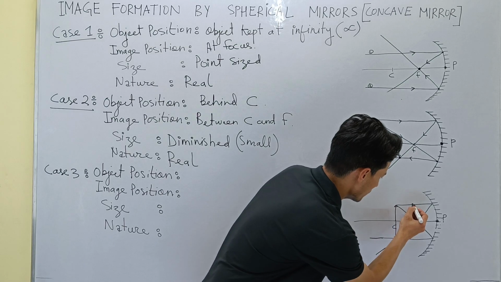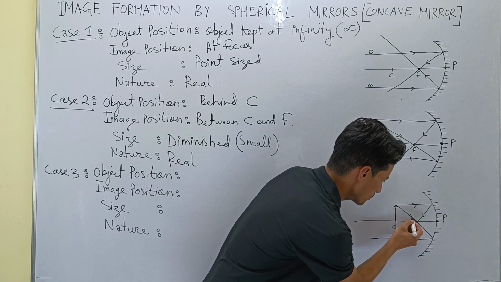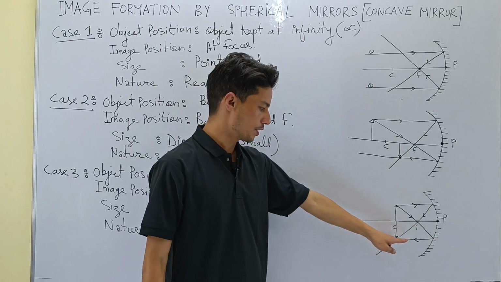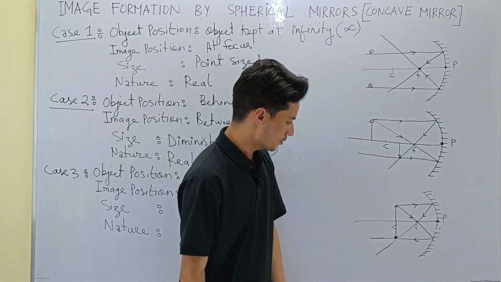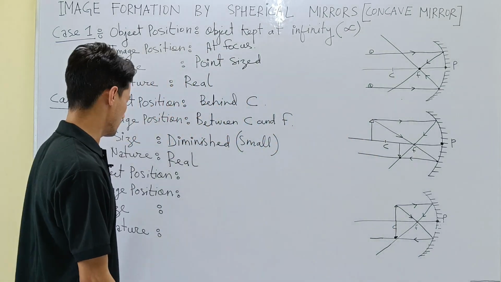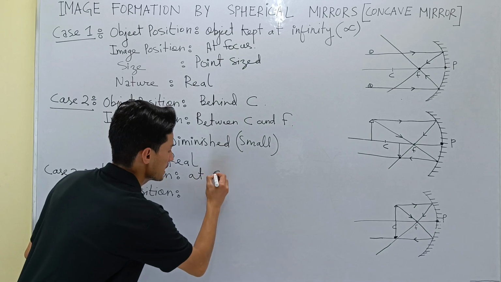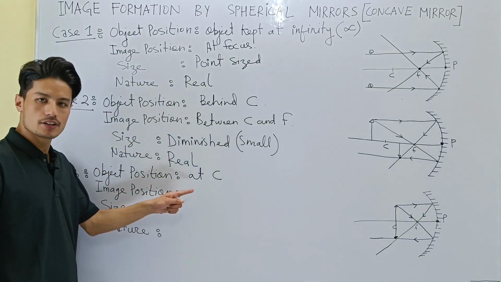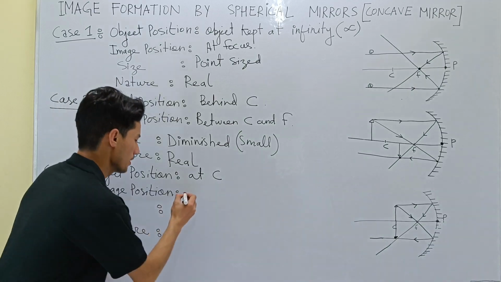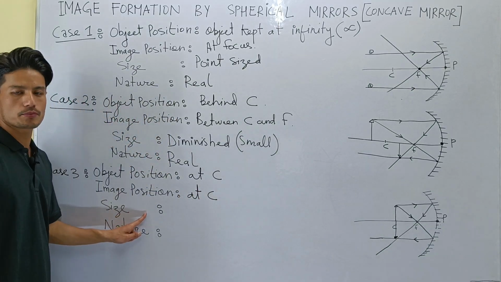So the ray travels parallel, passing through focus. Ray enters through focus. After reflection, going parallel. Okay, so where is the image? The image is also at C. So object position, where is the object? At C, meaning center of curvature. Yes, image position also at C.